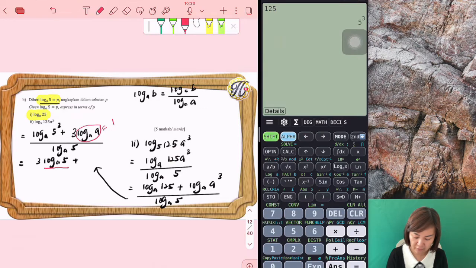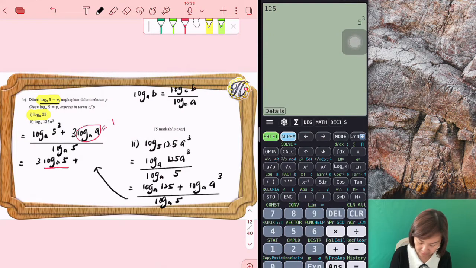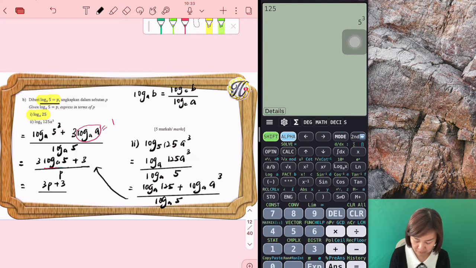But okay, if cannot, then never mind. We can do it slowly. Okay. So I just still do it. This one divided by this one is P, and this is 3. How to get the 3? Because log A is equal to 1, right? So 3 times 1 is 3. Then 3 log base A5 is P. So it's actually 3P plus 3 over P.